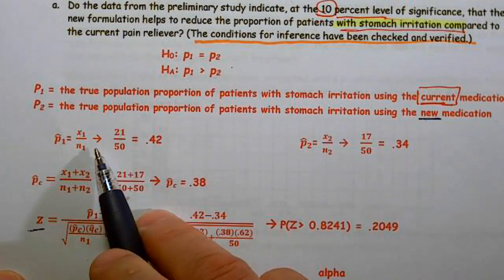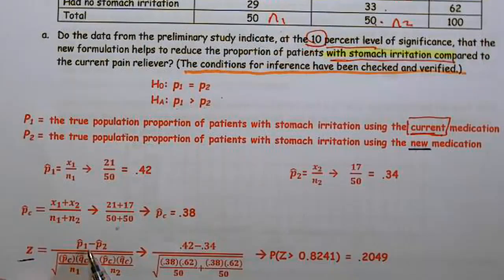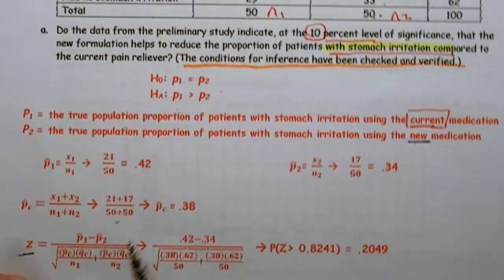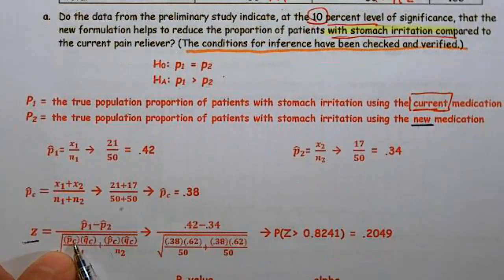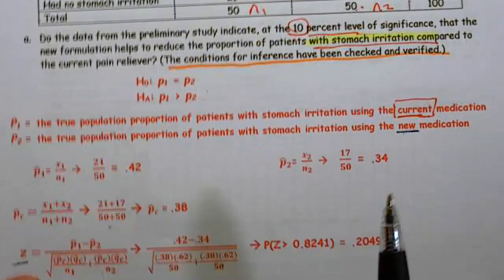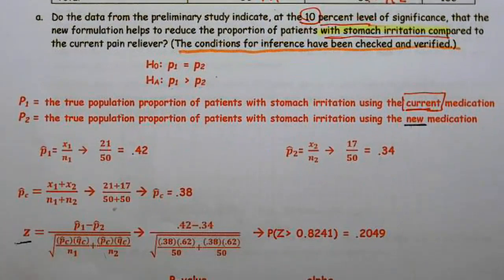If we're working with proportions, it's always going to be a Z test. All right, so here's my formula: P hat 1 minus P hat 2, my current medication minus my new medication. But then I have to remember that I can't use P hat 1 and P hat 2 here. I have to use the combined because we have to pool with proportions. And please don't forget, please remember, we only pool with proportions. We don't pool with means.